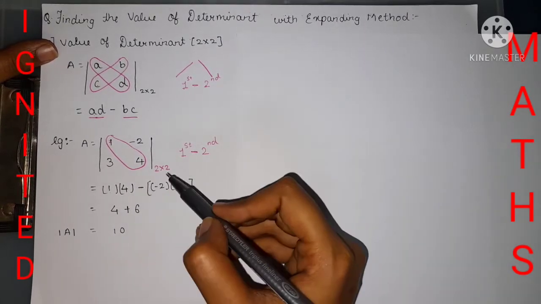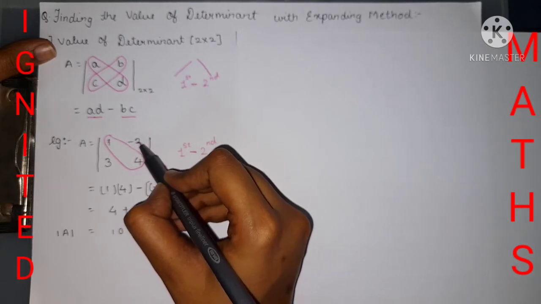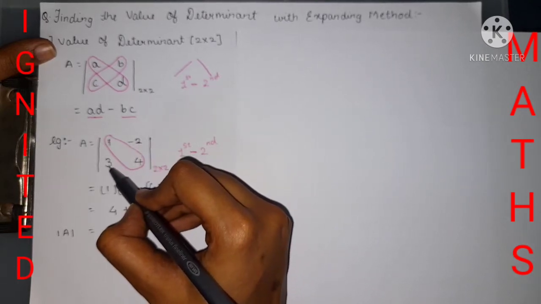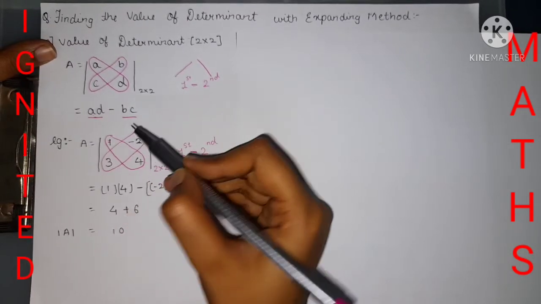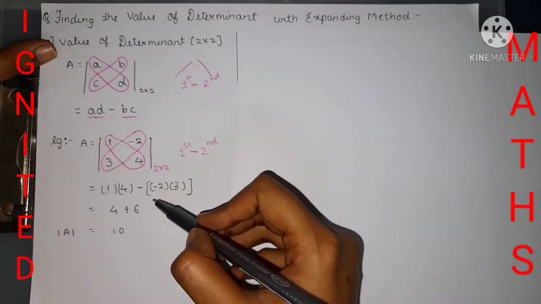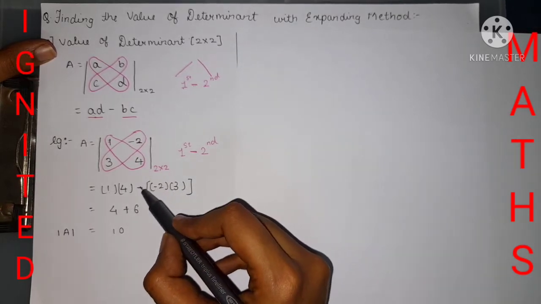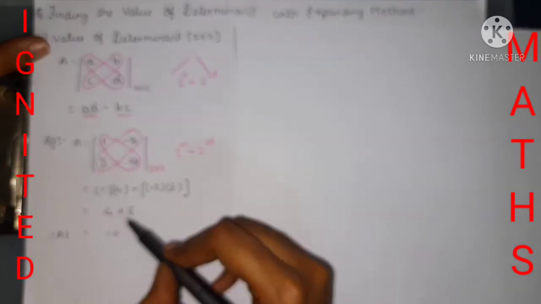And subtract the second diagonal element. So the second diagonal element will be minus 2. So for minus 2 the diagonal element will be 3. So multiply with it. If I multiply, then I get minus 2 into 3. Minus into minus will be plus, okay, the calculation will be the same.